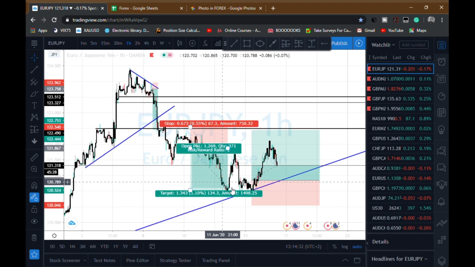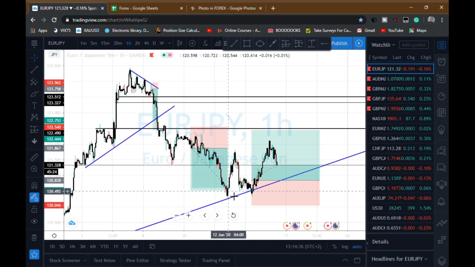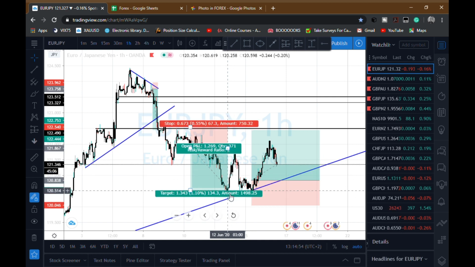So it happened, this trade worked out well. It hit my take profit. You can see right there. I'm gonna put the pictures of the trades. And then when it came to the trend line, it reversed. I didn't see this.